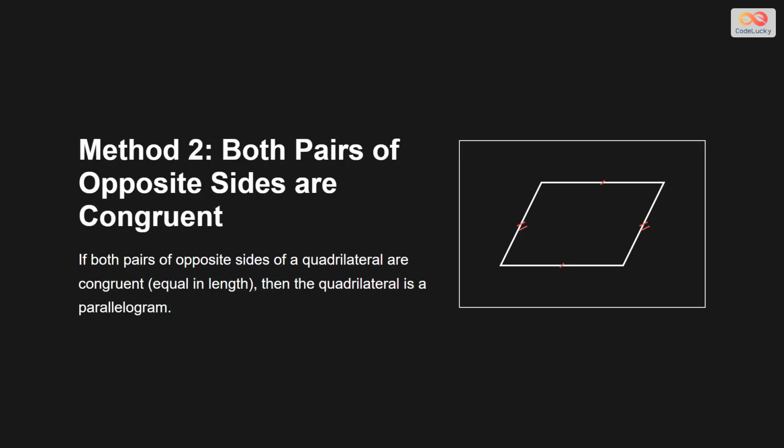The second method involves the lengths of the sides. If both pairs of opposite sides of a quadrilateral are congruent, meaning they have the exact same length, then the quadrilateral is a parallelogram.